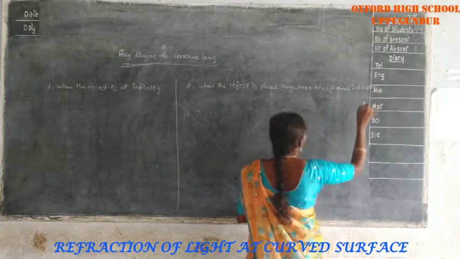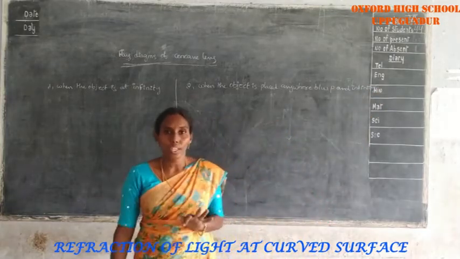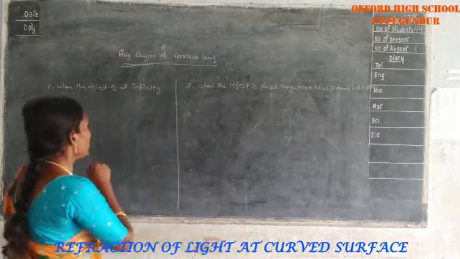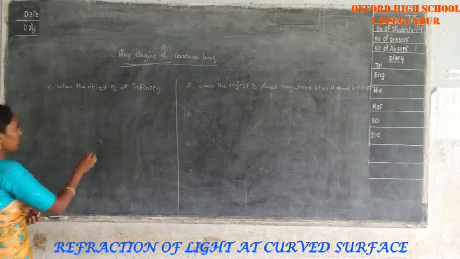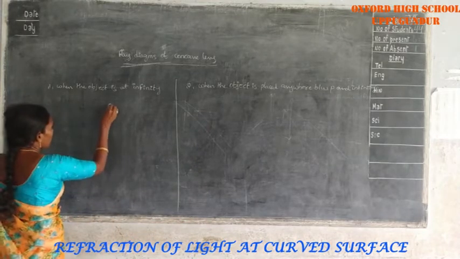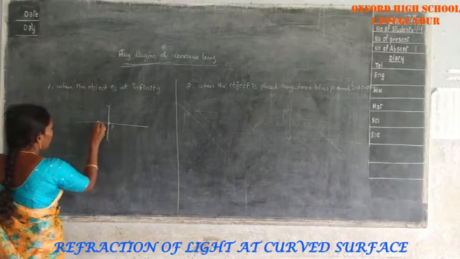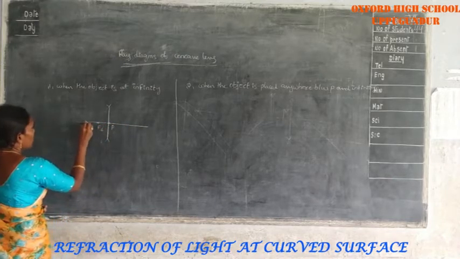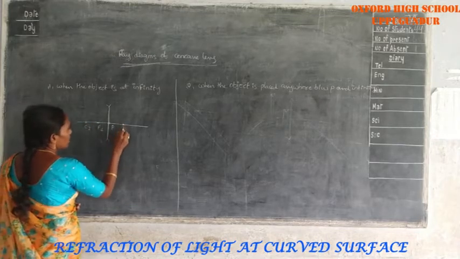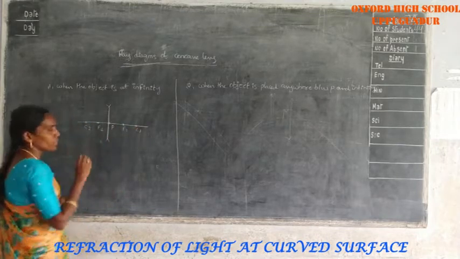Only two ray diagrams can be drawn for the concave lens. The first one is when the object is at infinity. Generally, a concave lens is represented like this. Here are the pole, focus and center of curvature.